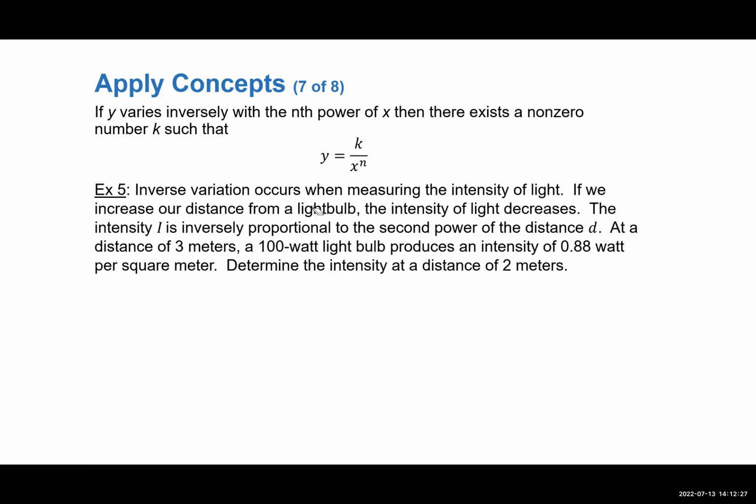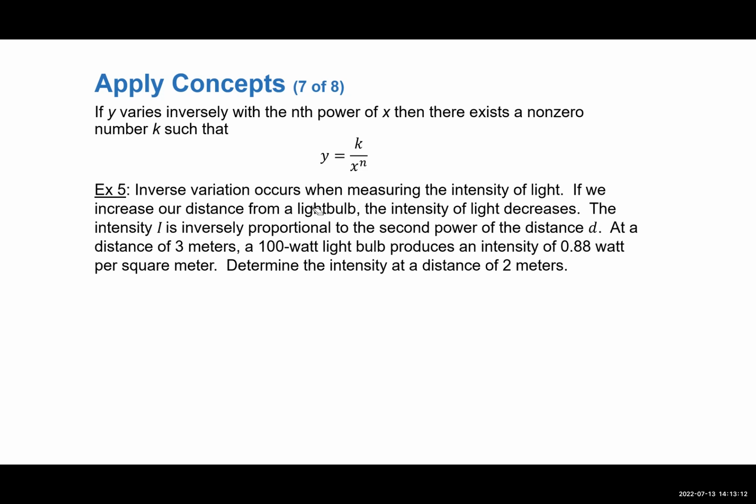Okay. Here's another example, but this time we're going to be talking about inverse variation, where we have y equals k over x to the n. So it says inverse variation occurs when measuring the intensity of light. If we increase our distance from a light bulb, the intensity of the light decreases. So if you increase your distance away, you get further and further away, the intensity of the light decreases. Makes sense. The intensity, we're going to call that L or I, is inversely proportional to the second power of the distance. Okay. So if we wrote this in an equation, we'd have L equals k over d squared.